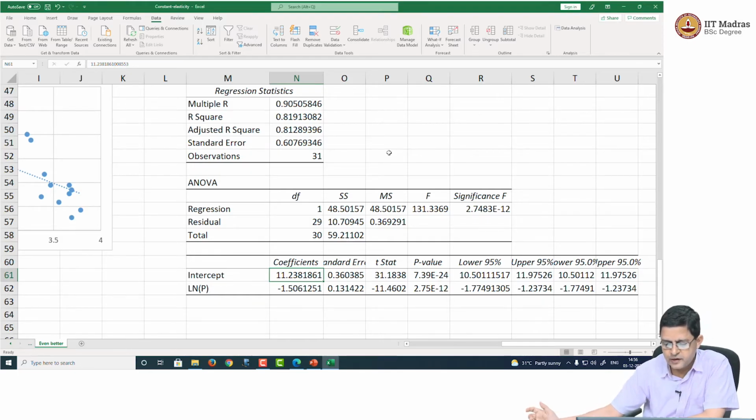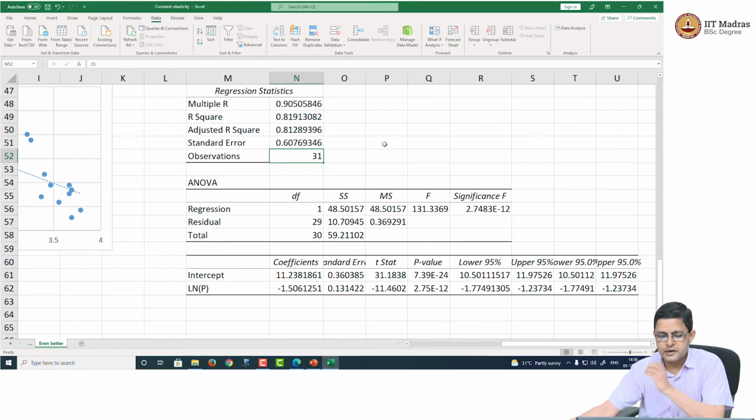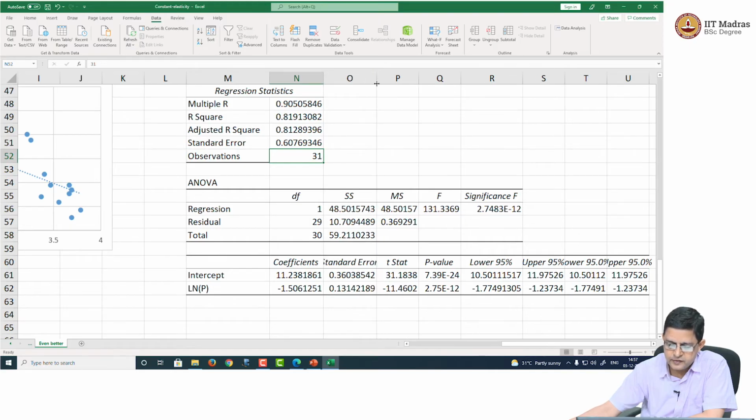Let us call this b naught. We really do not know the beta naught value. Beta naught value will be known only when you know the entire population of values. We only have a small sample of 31 observations, so we can't estimate beta naught perfectly, we can only estimate a sample value, let us say b naught. This b naught can change, and so there is a standard error for that also.